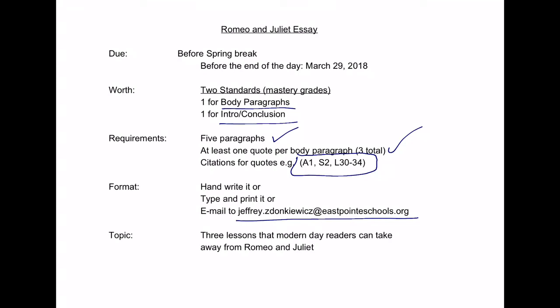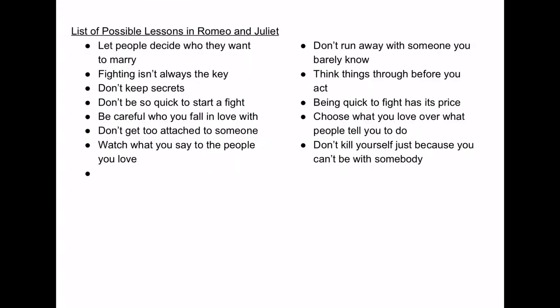The topic is 3 lessons that modern-day readers can take away from Romeo and Juliet. Here's a student-generated list of some possible lessons in Romeo and Juliet. Let people decide who they want to marry. Fighting isn't always the key. Don't keep secrets. Don't be so quick to start a fight. Be careful who you fall in love with.